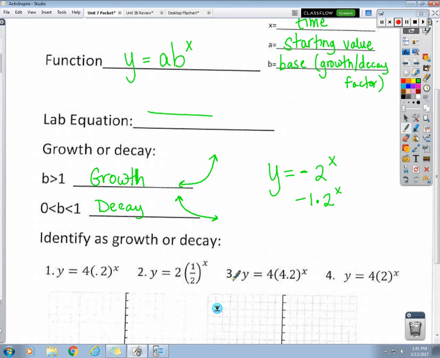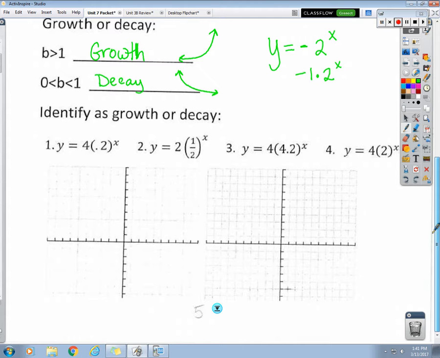Does that make sense? That's confusing to kids. A lot of times, they'll think this negative is attached to the 2, and they'll say decay. But the B value will never be negative. If you see a negative, it's on the A value. Okay? Alright, so now let's try some of these.